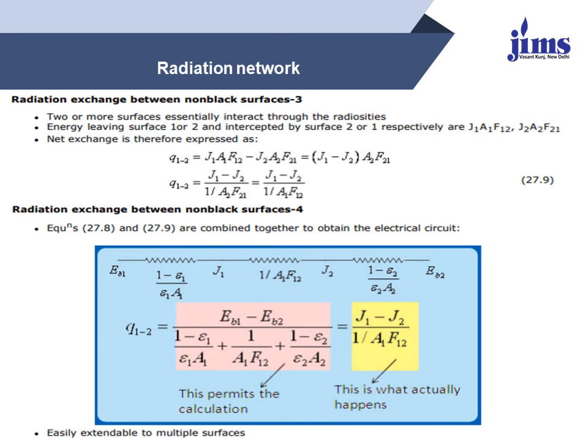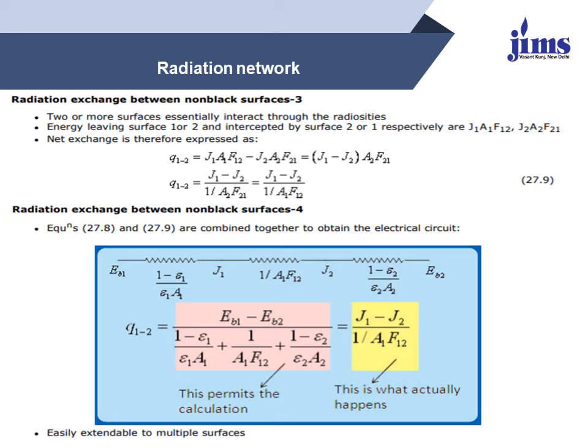Next is the radiation network. If we talk about the radiation network, consider two bodies which are maintained at different temperatures, T1, T2, T3, etc. So two or more surfaces essentially interact through the radiosities. The total energy leaving from surfaces 1 and 2 and intercepted by surface 2 or 1 respectively is J1 A1 F12 and J2 A2 F21, where J1 and J2 are the radiosities, and F12 and F21 are the shape factors of the two bodies. So the net heat exchange between the two bodies, that is Q12, is equal to J1 A1 F12 minus J2 A2 F21.